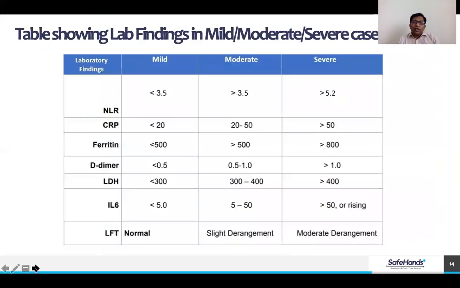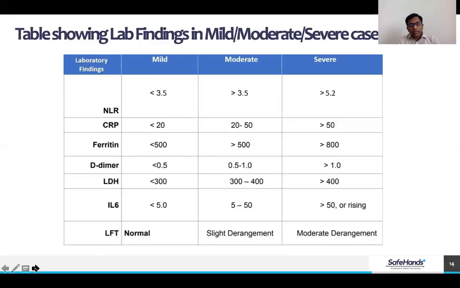The table showing lab findings in case of mild, moderate, and severe disease. Neutrophil to lymphocyte ratio: in mild, it's less than 3.5, moderate more than 3.5, severe more than 5.2. CRP in mild cases less than 20, moderate 20 to 50, severe cases more than 50. We have seen CRP going up to 200, 300.